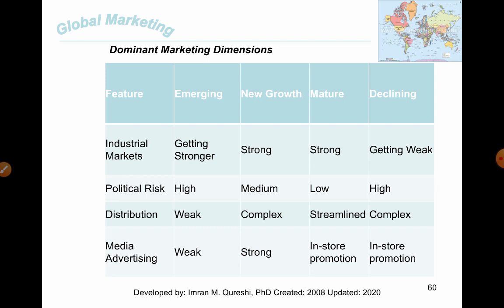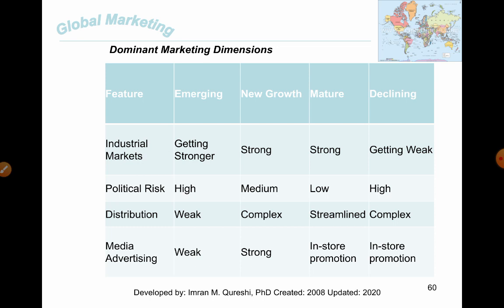And political risk, new growth, we have medium risk. In mature markets, we have low political risk because political systems are stable. The economy is going good, then political systems are stable. And in declining, the political risk might become high. Again, it depends on the situation, whether you have a stable government and what the social structure of the society is. If that remains intact, then political risk might be low. But if the societal structure starts to get disbalanced, then the political risk might become higher as well.